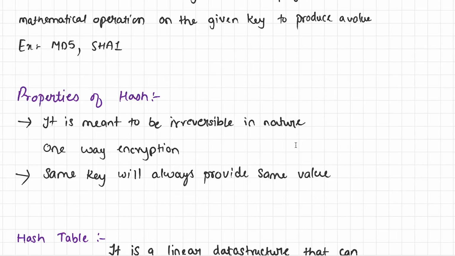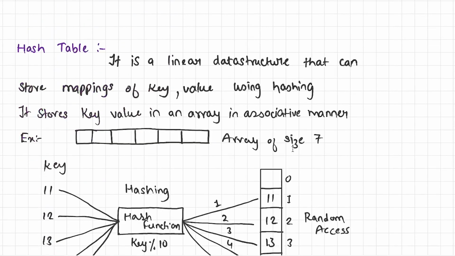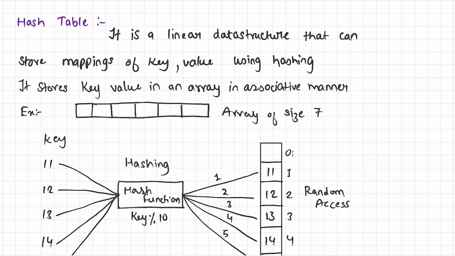Now by now you understood what is hashing, what is a hash function, and what are the properties of hash. Now let's move on and understand what is a hash table. So a hash table is a linear data structure that can store mappings of key value using hashing. And how does it do so? It stores key value in an array in an associative manner.